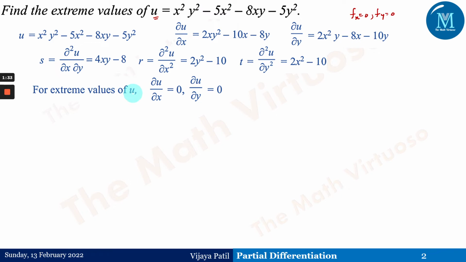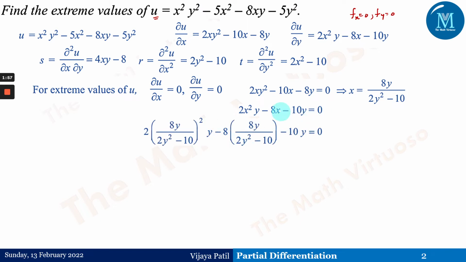So for extreme values of u, we have to equate those two equations to 0. If we equate dou u upon dou x to 0, that is 2xy square minus 10x minus 8y equals 0, we get x in terms of y: 8y upon 2y square minus 10. Now we have the other equation, dou u upon dou y, that is 2x square y minus 8x minus 10y equals 0. We put this x in this equation, so we are replacing x by 8y upon 2y square minus 10.